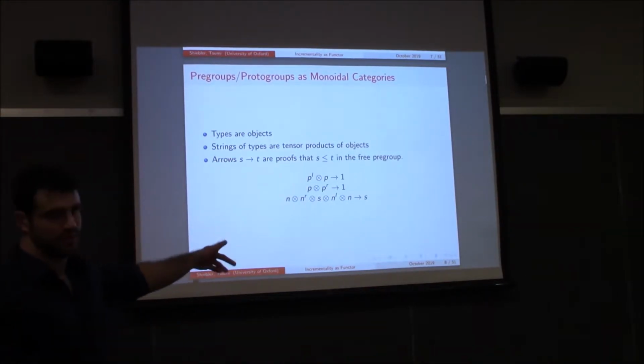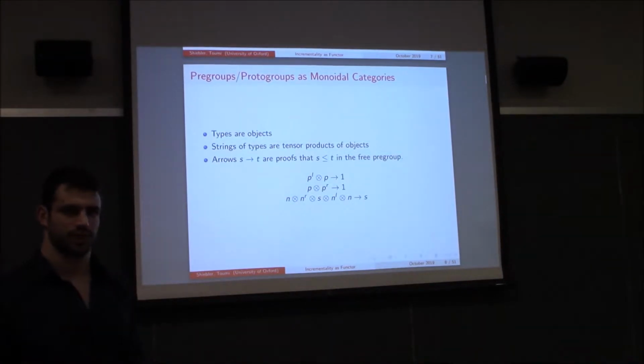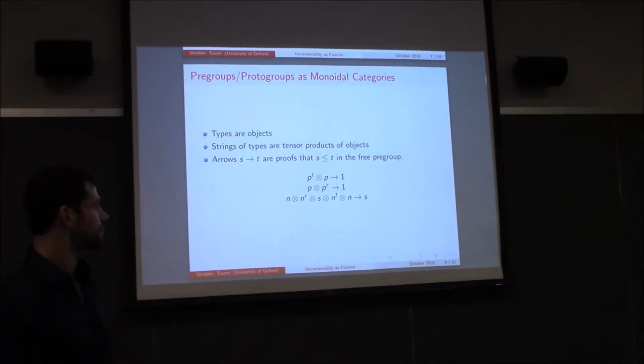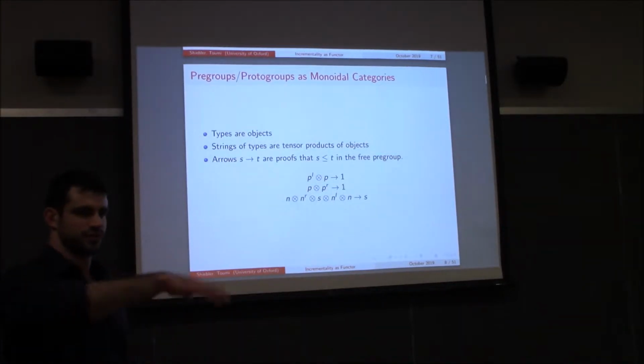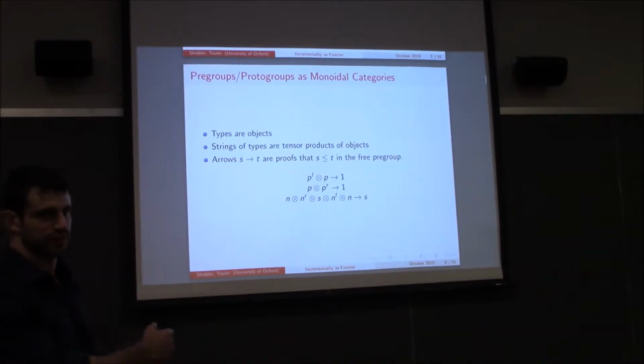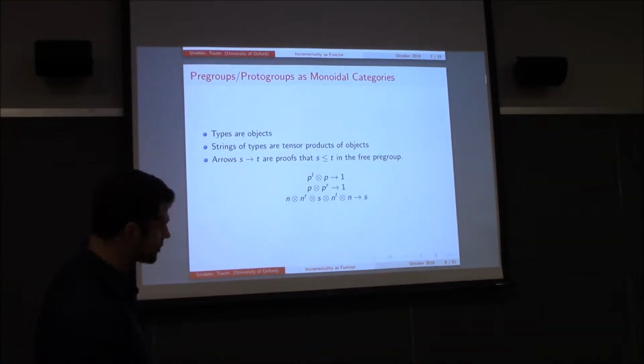We can squint our eyes and think about these as monoidal categories when we step away from the algebraic perspective and look at the categorical perspective. We have a simple mapping from pregroups to monoidal categories. We have our monoidal product and we have arrows. Everything looks very nice.